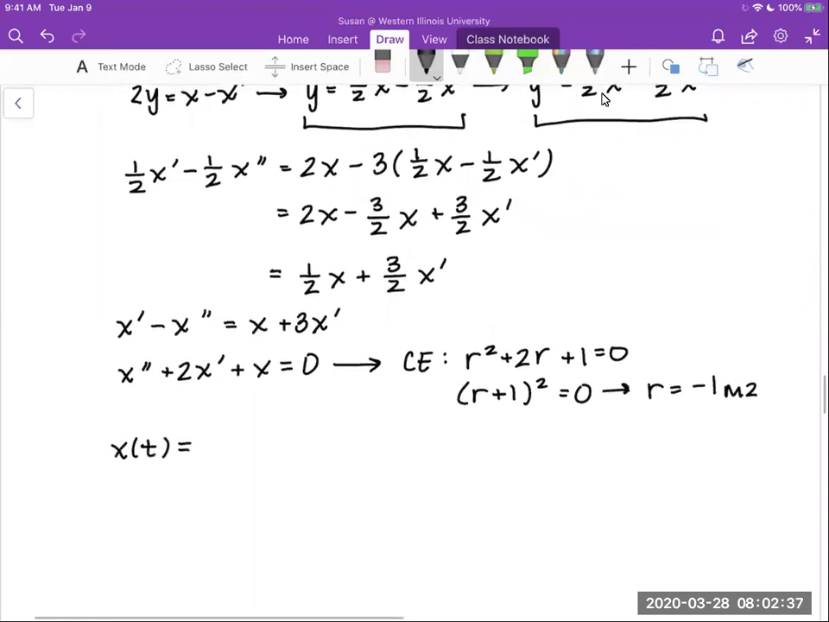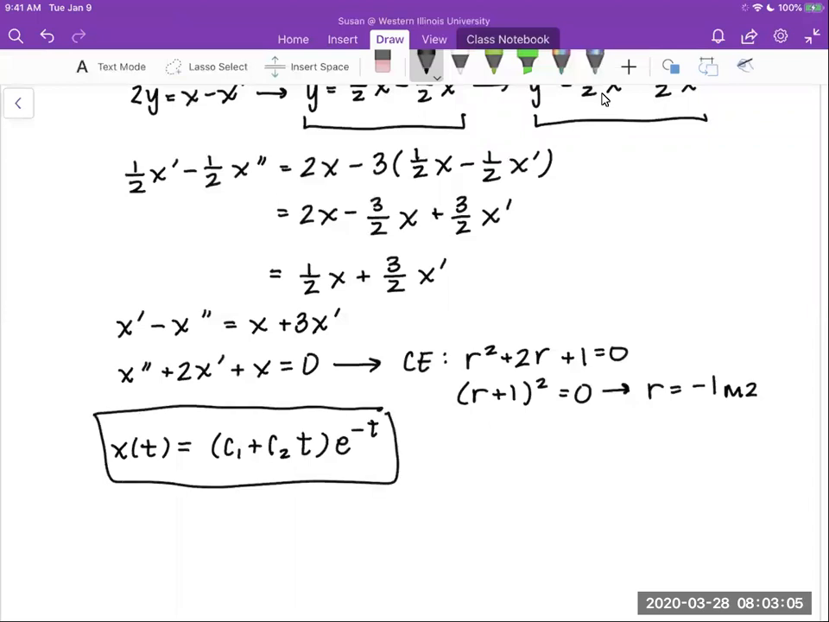x of t equals C1 plus C2 t e to the negative t. Whoops. And let's actually use the correct variable. These x's should be t's here. There we go. x is our dependent variable, t is our independent variable. All right, now this is only part of your solution, because if you recall, we had a system of DEs, so our solution should be comprised of two functions, x of t and y of t. So this is half of our solutions.